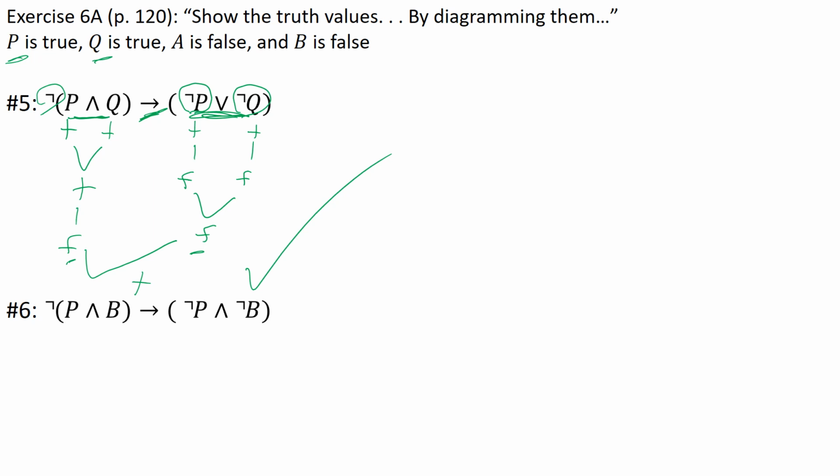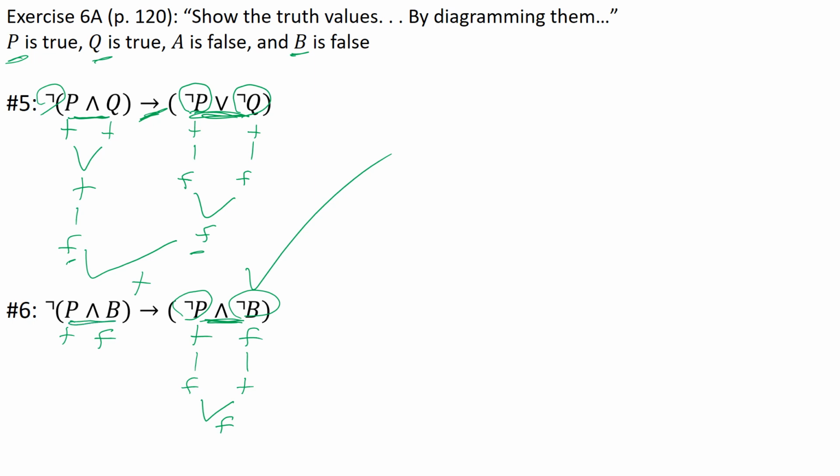Number 6, let's see, we have P is true, B happens to be false. So let's work on these negations. So we have not P, so that true value turns into a false value. Not B, so that false value turns into a true value. And here we have a conjunction. In a conjunction, both values have to be true, but that's not the case, so that's a false conjunction.